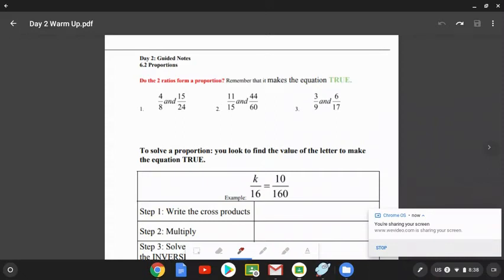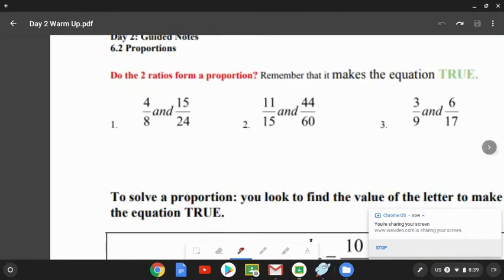Still talking about proportions and ratios and things that make equations true. This particular questions 1, 2, and 3 are asking, do the two ratios form a proportion? Remember, it makes the equation true. So are these two fractions, 4 over 8 and 15 over 24, a proportion? Are they equal?